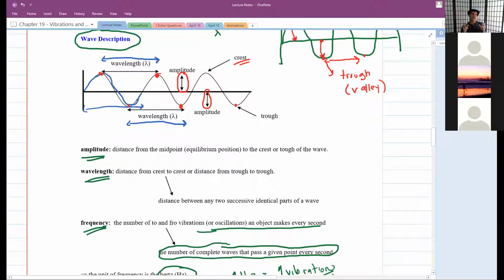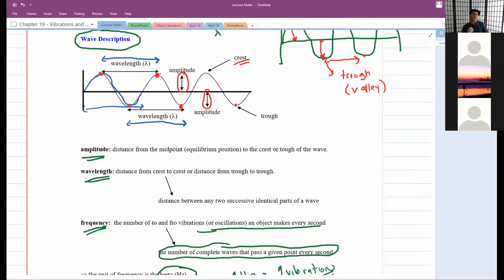Amplitude, in a sense, is how tall the wave is. And we always measure the amplitude from the middle of the wave to the highest point, or the middle of the wave to the lowest point. It is not the distance from the highest point to the lowest point. That would actually be twice the amplitude.